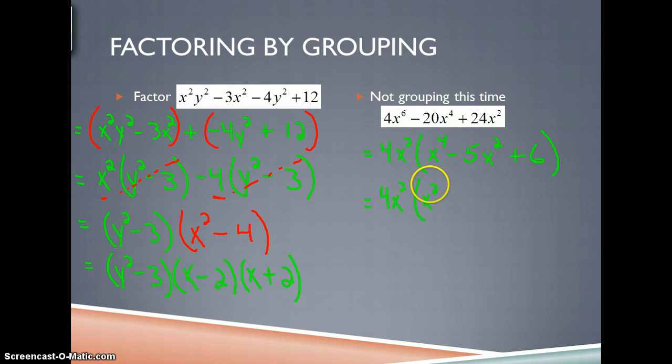So now this factors just like a quadratic, even though it's not. I get x squared and x squared, and now I look for the factors of 6 that combine to give me 5. Minus 2, minus 3. And that is how we would factor that.